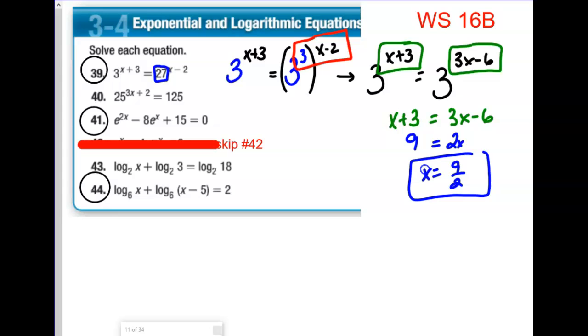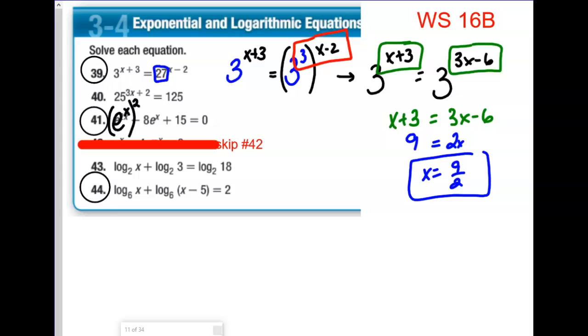Everybody needs to write down number 41. That says e to the 2x power minus 8e to the x power plus 15 equals 0. There's a question just like this on your test. It might help you if we rewrite e to the 2x as e to the x squared. Maybe now you can see what your teacher wants you to do. I don't really like handling quadratics that use e to the x power as their leading terms.